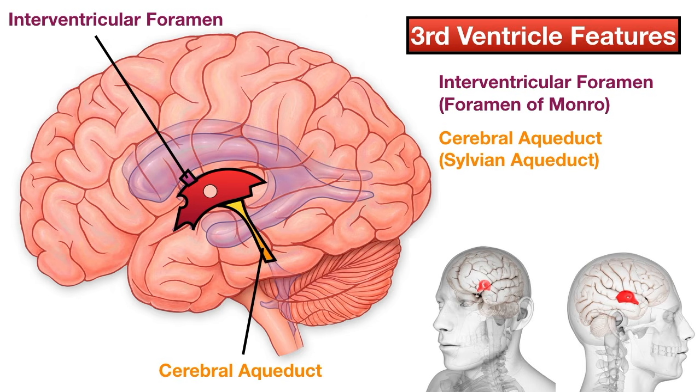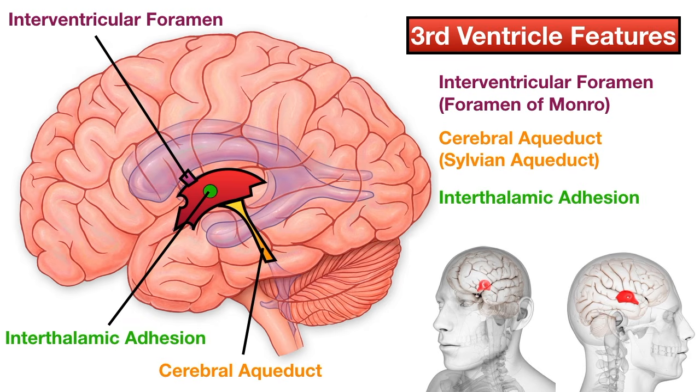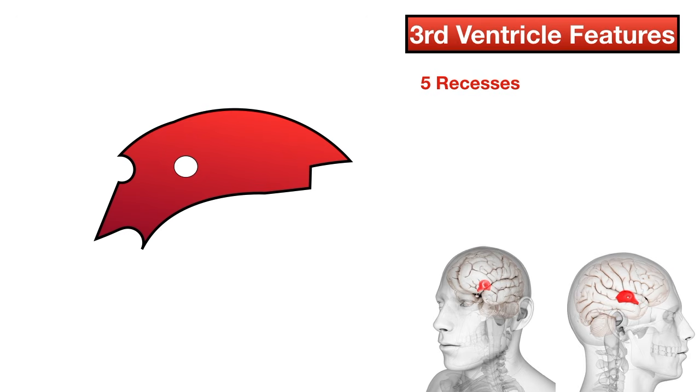In some individuals, there's a mass of gray matter that travels through the third ventricle known as the interthalamic adhesion, and this connects the right thalamus with the left thalamus on the other side and vice versa. The third ventricle has 5 main recesses. In order to get a better view, we're going to zoom in on the ventricle and take a closer look.